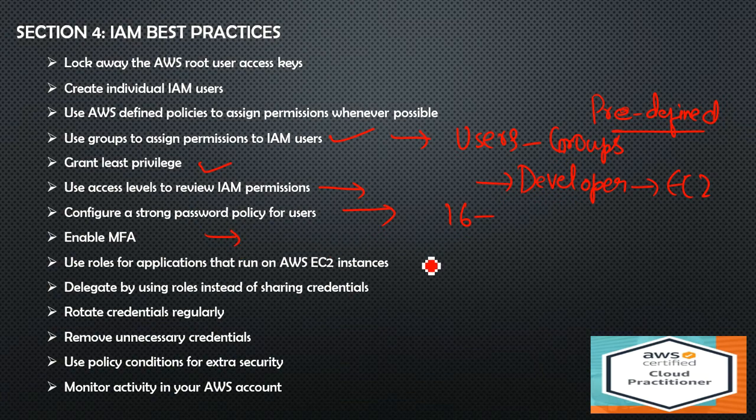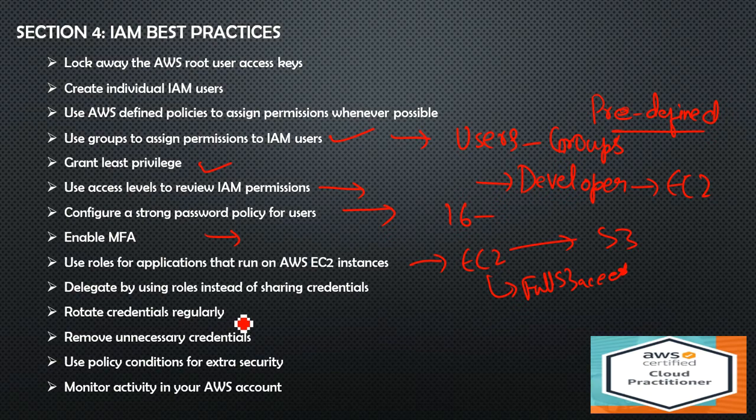Use roles for applications that run on AWS EC2 instances. As I said, for example, you have an EC2 instance which needs access to S3, so you assign that role to the EC2 instance, which says full S3 access. Like that you can assign. And delegate by using a role instead of sharing credentials. Instead of sharing credentials, you should delegate the roles to that EC2 instance.